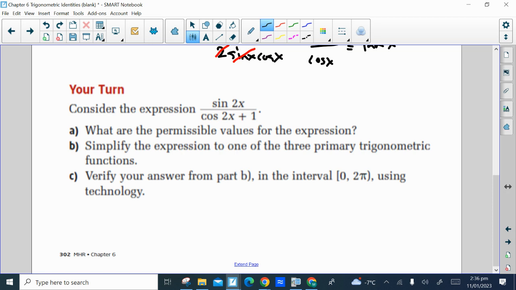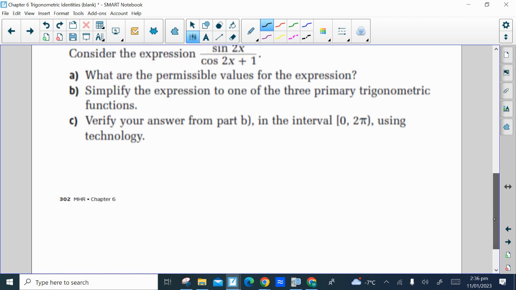So we're going to do the same thing with this one. Sine 2x over cos 2x plus 1. What are the non-permissive values for this? Well, our denominator is cos 2x plus 1. That cannot equal 0.